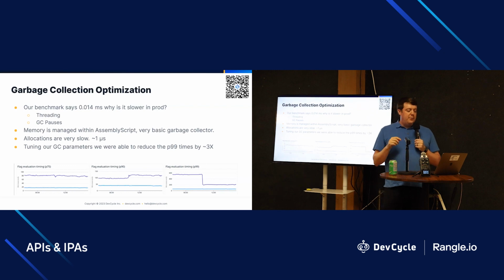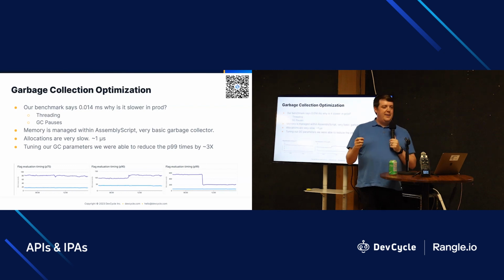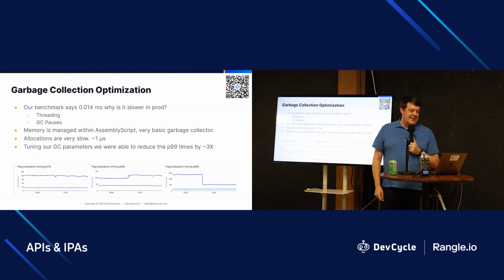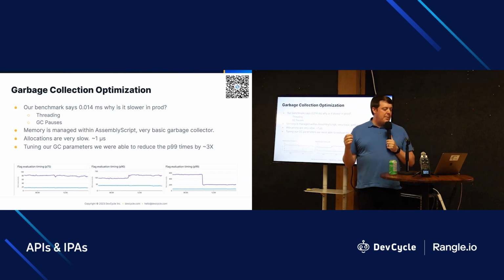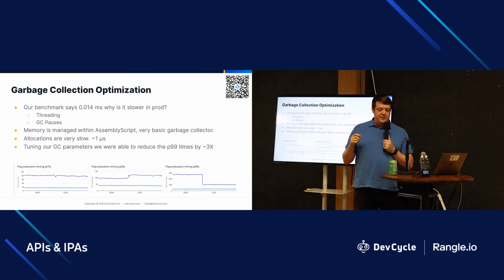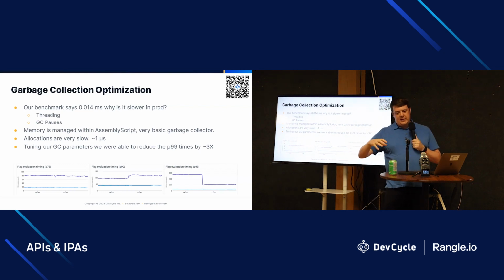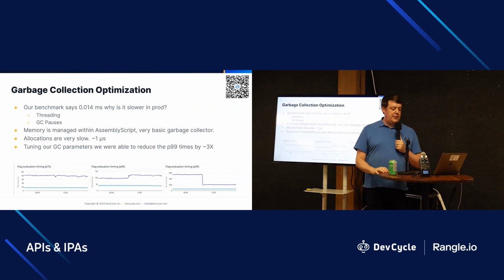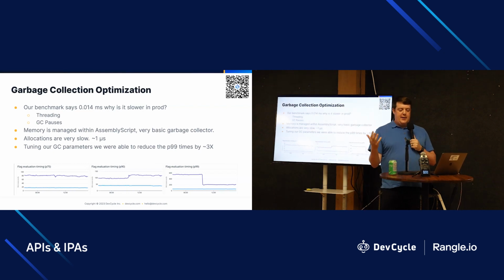The bigger problem was garbage collection, the bane of a lot of developers who are trying to do performance optimization. Memory is managed within AssemblyScript with a very basic garbage collector that's bundled in with your AssemblyScript code. And as I explained, allocations are very, very slow, about a microsecond.